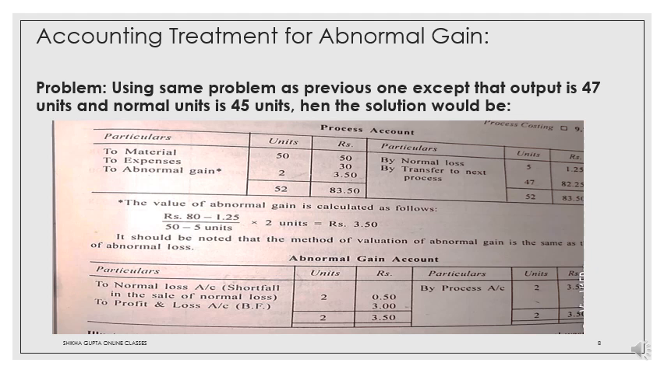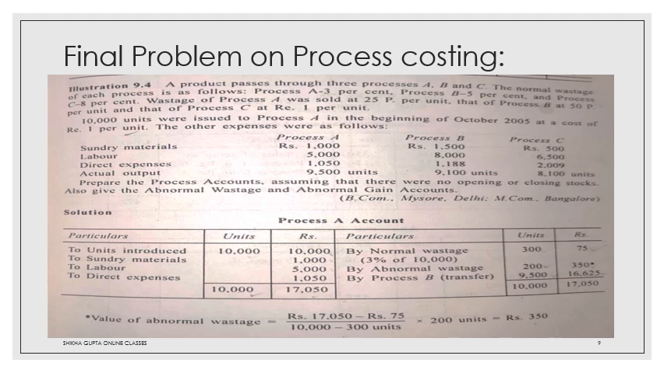So without wasting time, let's move on to the last part of this chapter. This is a complete question we have seen in BCom, MCom also. In this, we have been given 3 processes: process A, process B, process C. In all the 3 processes, we have been given normal wastage of 3%, 5% and 8% respectively. And the selling price of the scrap is given as 25 paisa per unit, 50 paisa per unit and 1 rupee per unit respectively in process A, B and C.